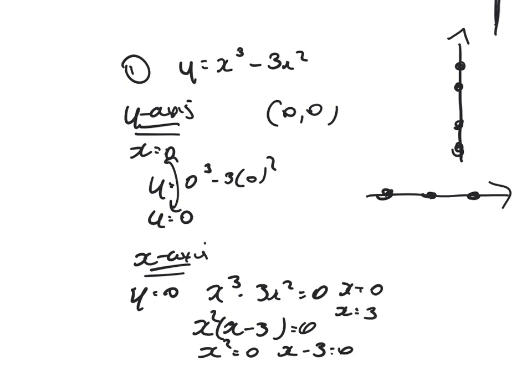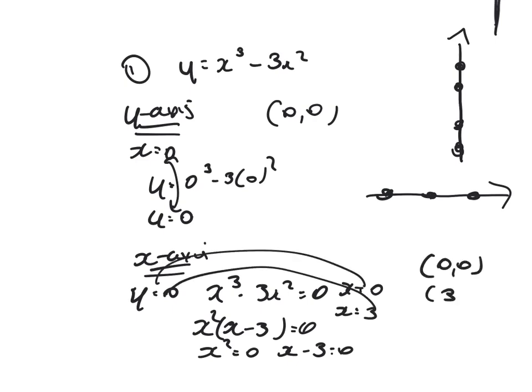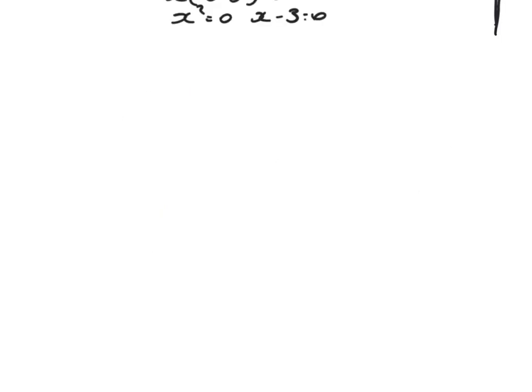or x equals 3. So the points at which we cross the axes then are 0, 0 and 3, 0. Okay, so the points at which we cross both axes then can be clearly listed as 0, 0 and 3, 0. We're now going to find the stationary points.